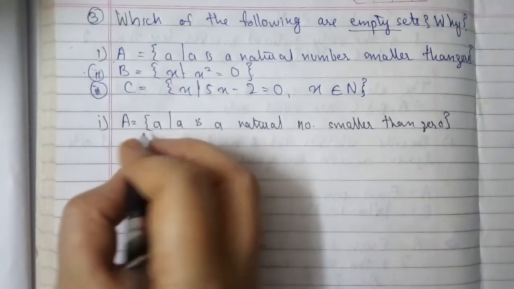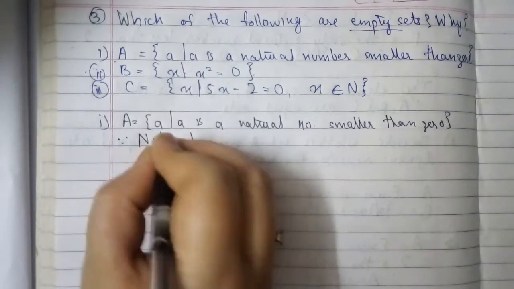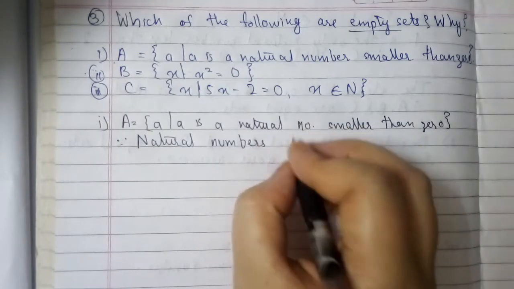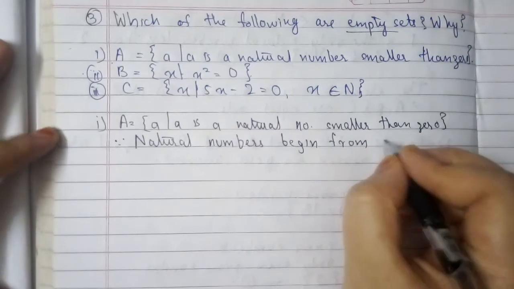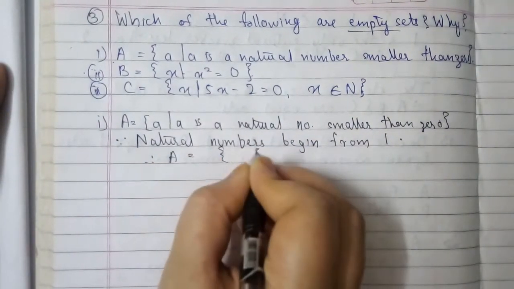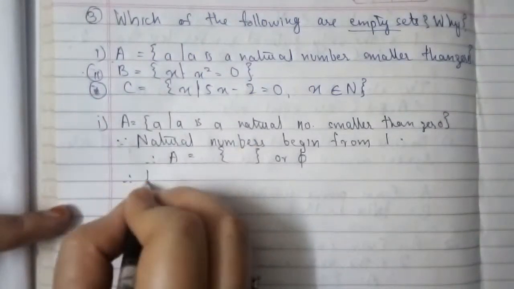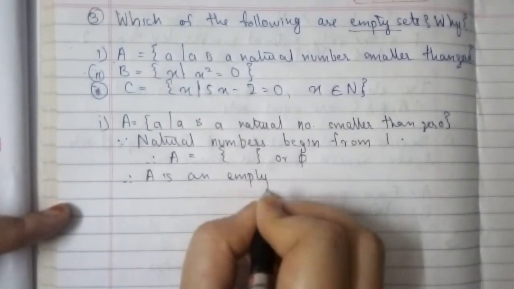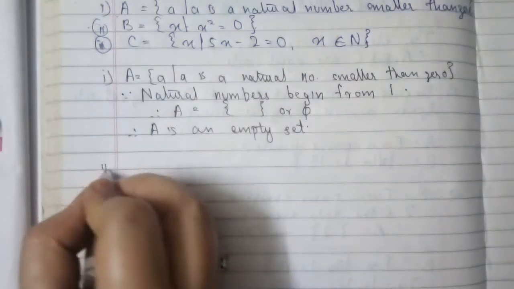And here we can write the reason. Since natural numbers begin from 1, therefore no element will be there in set A. Therefore, A is an empty set.